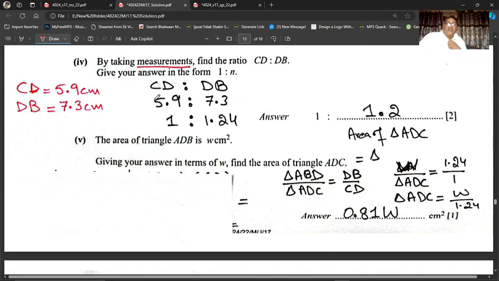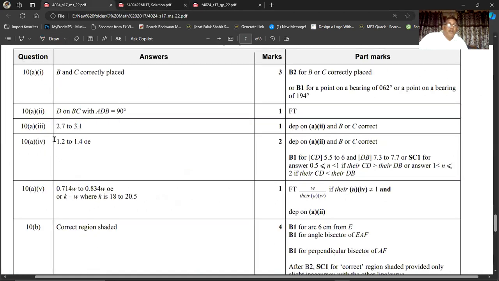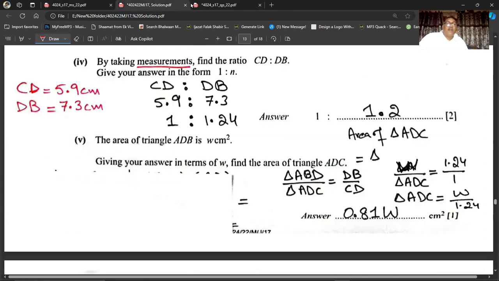Because I want 1 here, on both sides divide by 5.9. So 5.9 divided by 5.9 is 1, and 7.3 divided by 5.9 is 1.24. So the value of n will be 1.24. 1.24 is in this range, so your answer is right.